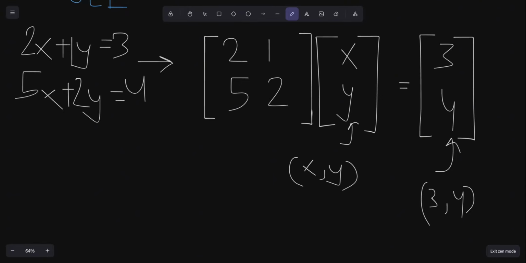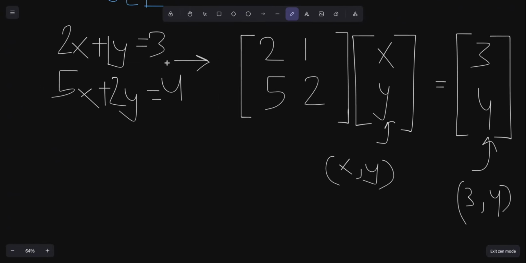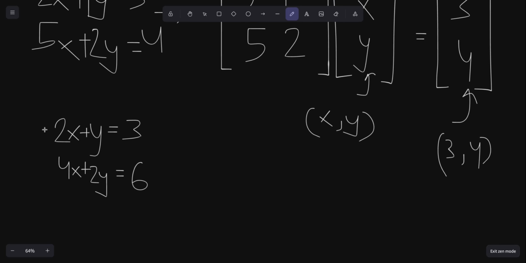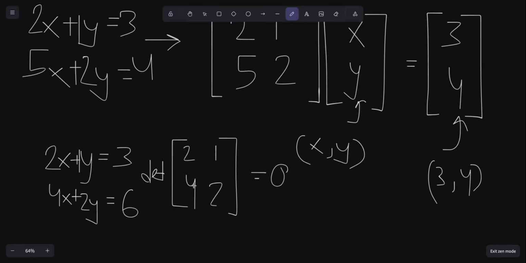And guess what? Let's say I take my first equation right over here, so 2x plus y is equal to 3, and let's say I multiply it by 2, so I get 4x plus 2y is equal to 6. And let's say I write a matrix with its coefficients. So it's 2, 4, 1, 2. Notice how if I take the determinant of this matrix, I'm just going to get a value of 0. So it turns out that you can use linear algebra to predict the type of solutions that you'll get for a system of linear equations.